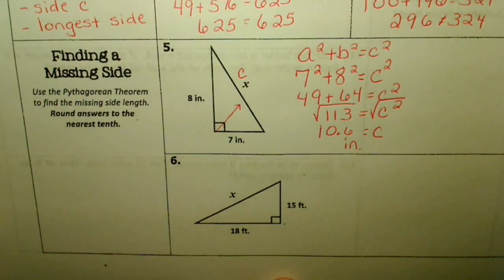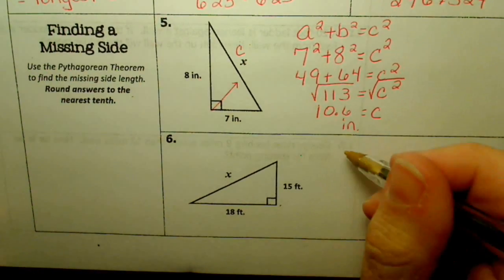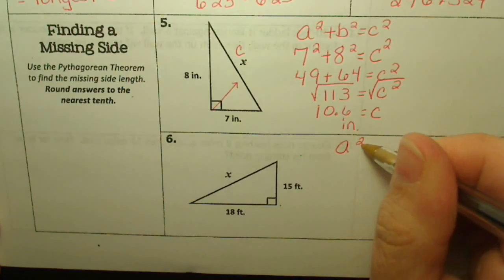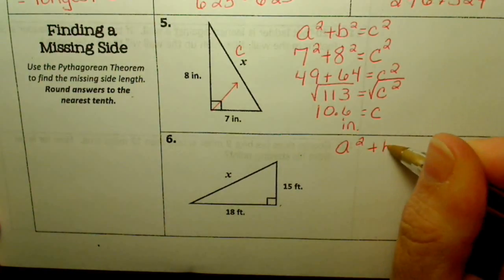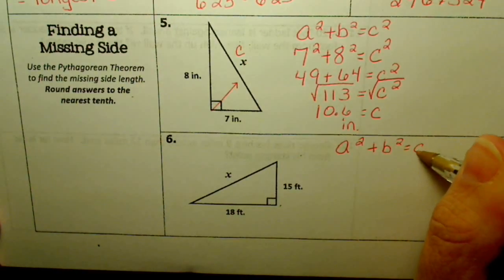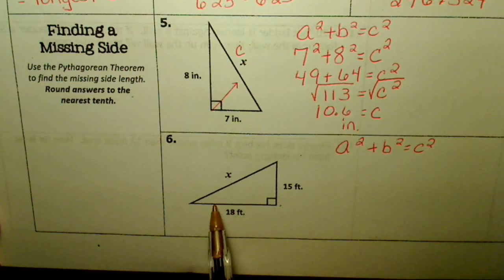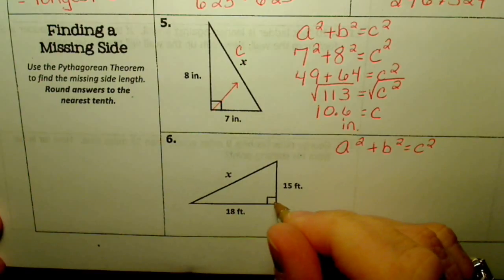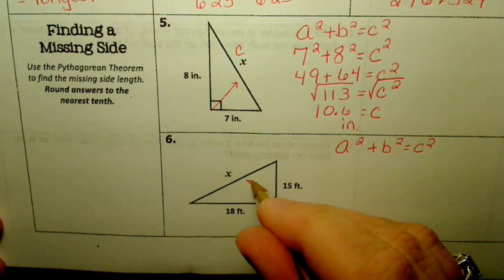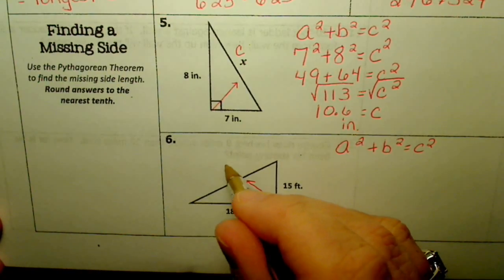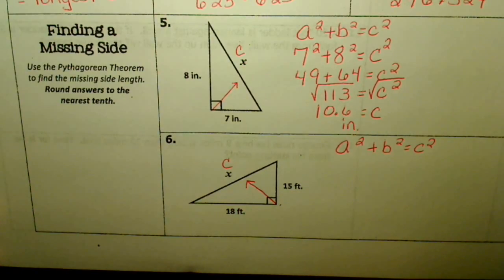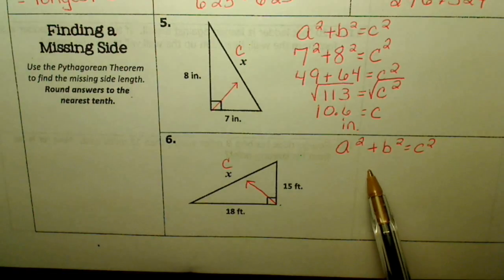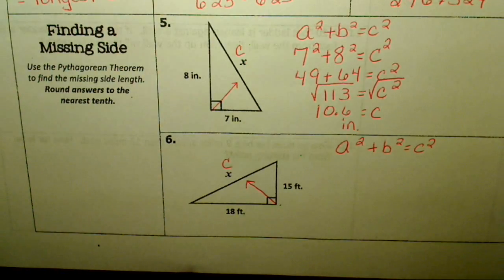Okay, well, let's look at number 6. First step, write the Pythagorean theorem. A squared plus b squared equals c squared. Now remember, A and B form a right angle, and C is the hypotenuse, so this is side C. I would like for you now to try this one on your own, following the same steps as we did in problem 5. Do problem 6 at this time.